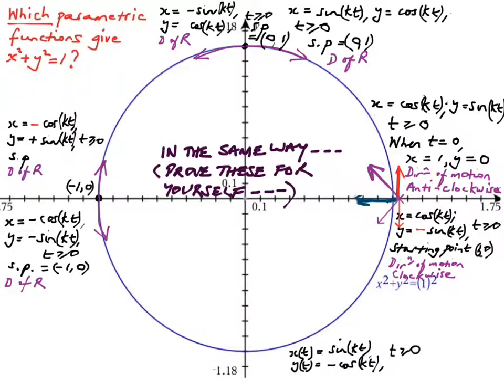Okay, two more, as if you weren't confused enough. X is now sine and y is minus cos, and the starting point is 1, 0 and minus 1, and which way does that one go?